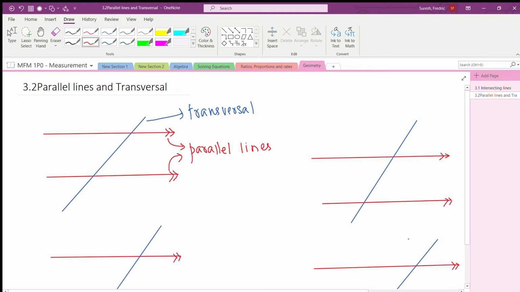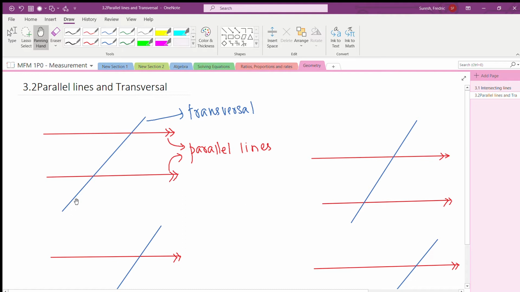Hey guys, in this video we're going to talk about parallel lines and the transversal and some of the properties that come out of these parallel lines and transversal. So first off, we note that these two lines are parallel, and according to the definition, parallel lines don't meet. Another definition of parallel lines is that they meet at infinity.